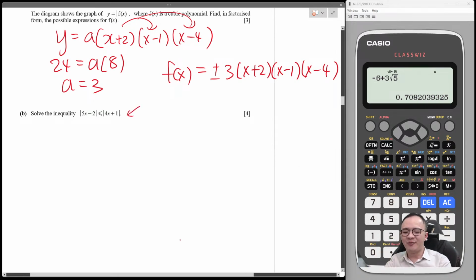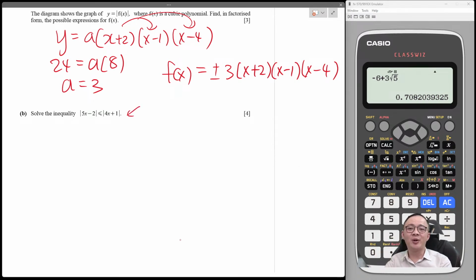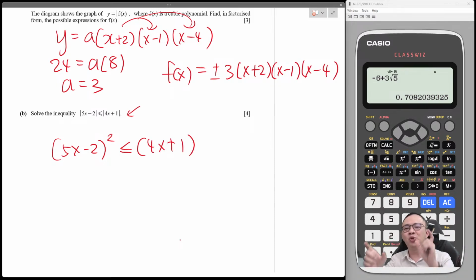Okay, this one, modulus inequality. In order to solve it, I recommend you to just square both sides. Then you can ignore the sign. I mean, you can just use the same sign. If you do plus minus, you need to use two different signs, so sometimes it's a bit annoying.